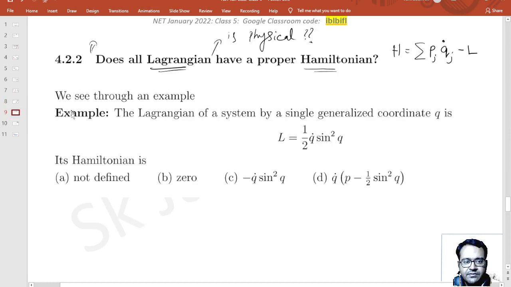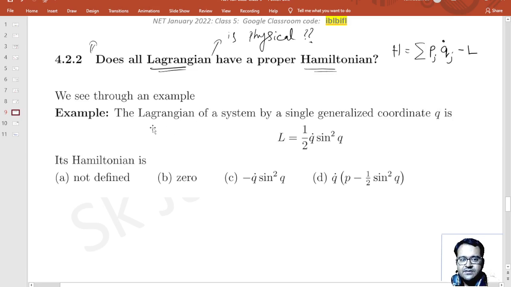Another thing I wanted to discuss is, do all Lagrangians have a physically proper Hamiltonian? And what is the Hamiltonian? By definition, it is the sum over the momenta multiplied by the velocities, and then you subtract L. Does every Lagrangian have a proper Hamiltonian? It might not.